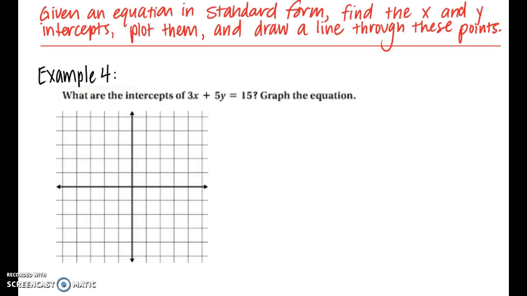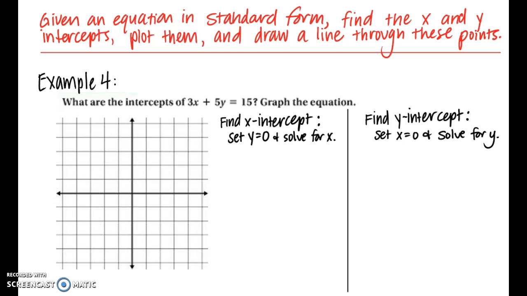Whenever you're given an equation in standard form, the quickest way to graph is to find the x and y intercepts of that line, plot those 2 points, and draw a line through those points. So that's the quick process that we're about to use in example 4. Example 4 asks us to find the intercepts of the line or equation 3x plus 5y equals 15. Once we find those intercepts, we will graph the equation.